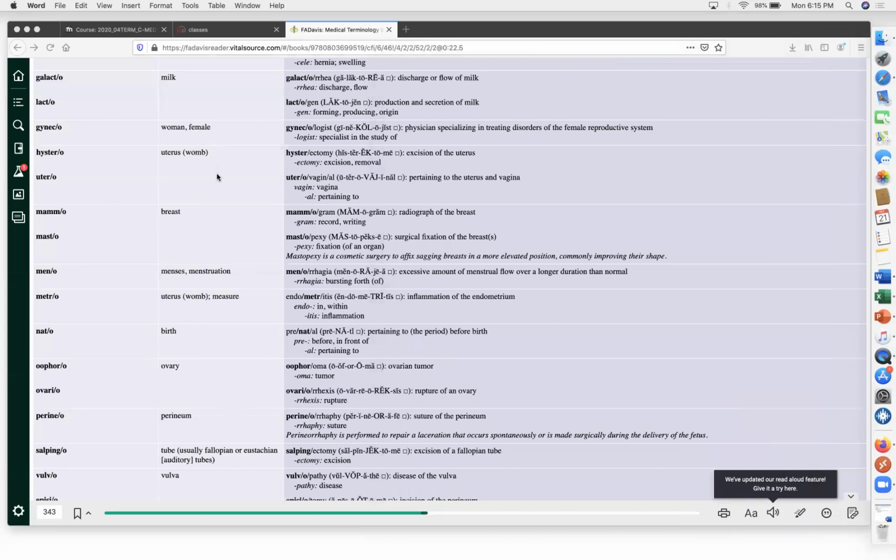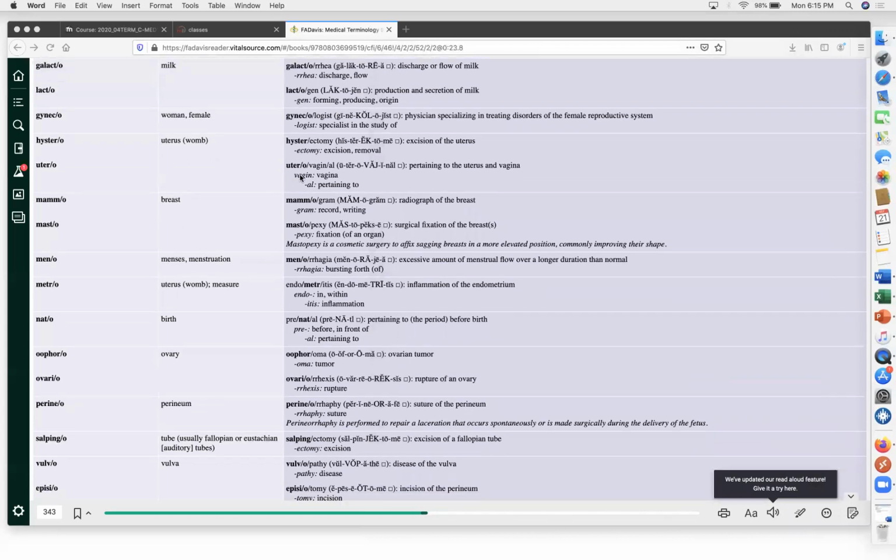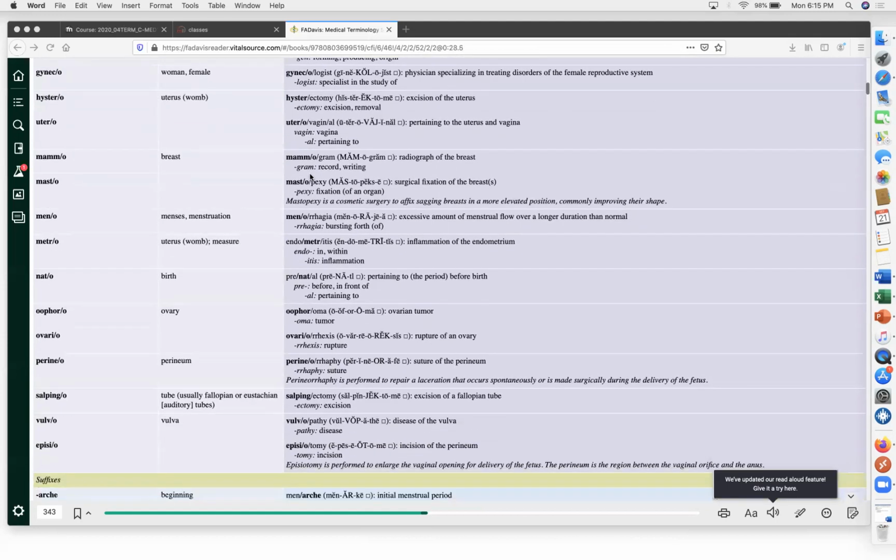So where are we? Uterus, uterovaginal, right? Pertaining to not only the uterus, but the vaginal canal as well. So an example of a uterovaginal test is a pap smear, because it not only pertains to the uterus, it also pertains to the vagina and can diagnose not only cervical cancer, but even vaginal wall abnormalities as well.